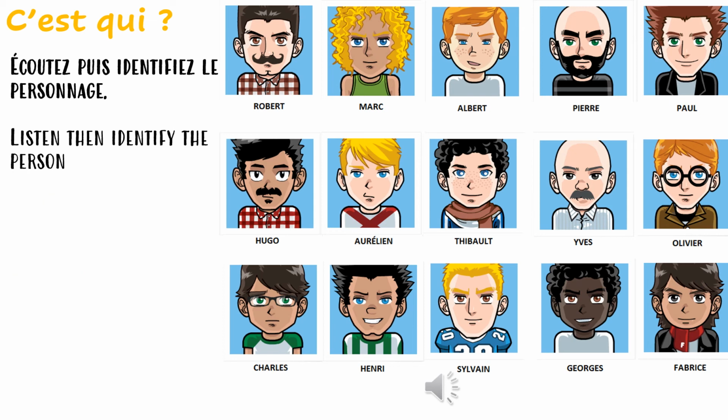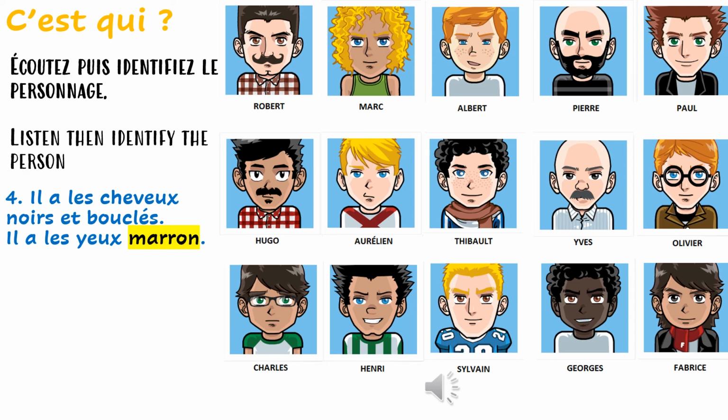Okay, le numéro 4. Il a les cheveux noirs et bouclés. What does that mean? He has curly black hair. Ooh, who has curly black hair? Let's see. Thibault has curly black hair. And Georges also has curly black hair. Right? Mark's hair is curly, but it is long. Blonde. Alright, so we have two persons to choose from here.